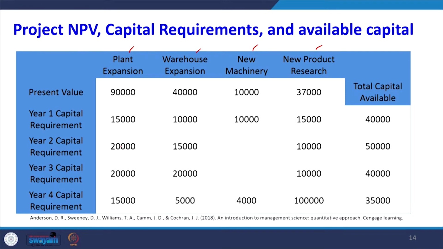Here the capital requirement for year 1 for each project is given. For example, $15,000 for plant expansion, $10,000 for warehouse expansion, again $10,000 for new machinery and $15,000 for new product research. But in the first year the capital availability is only $40,000. Similarly, the second year requirement for these 4 projects is $20,000, $15,000. There is no money required for new machinery, because we are not going to buy machinery in every year. Then 10,000 and the total available is $50,000. Similarly, for year 3 and year 4.